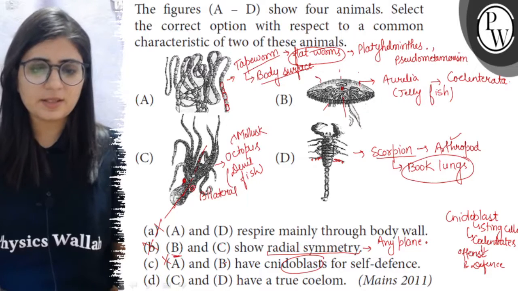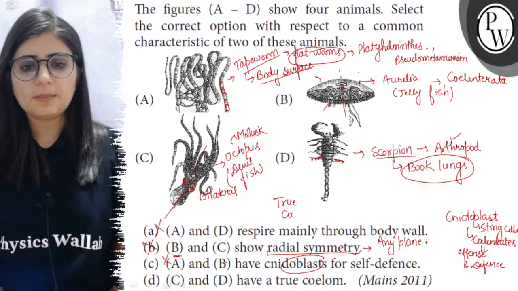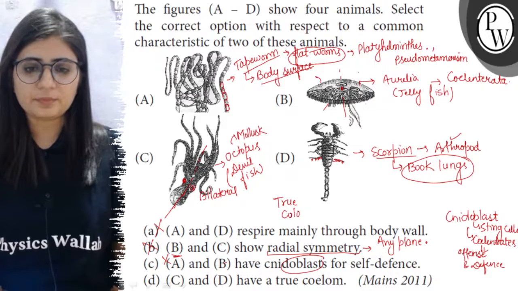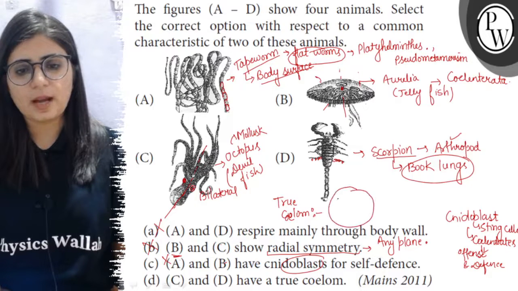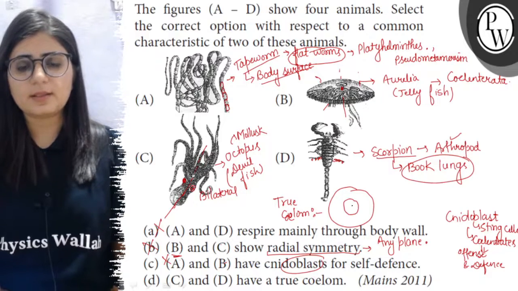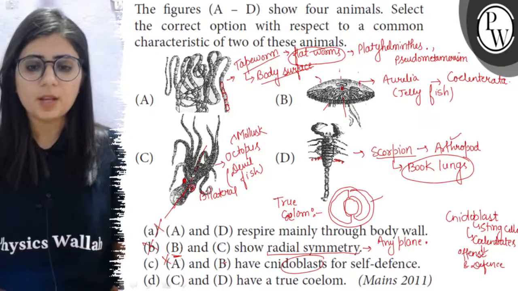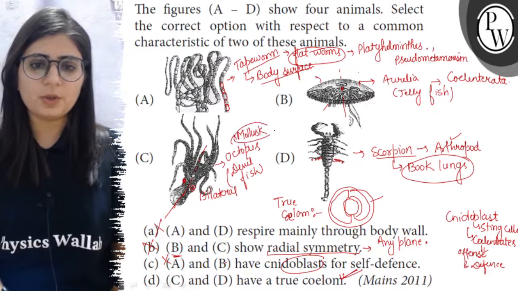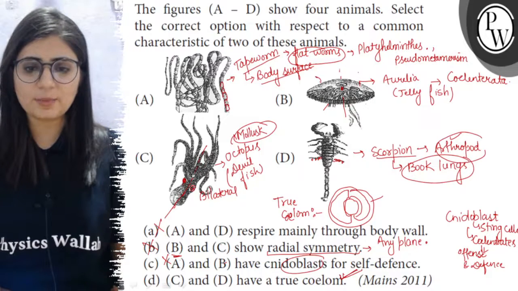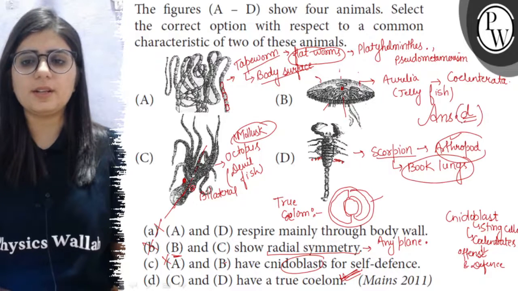Now the last statement is C and D have a true coelom. So true coelom, it means the body cavity is lined with mesoderm. So ectoderm or the body wall, this is gut wall, and here the whole space between body wall and gut wall is surrounded by the mesoderm. So such a body cavity lined with mesoderm is called a coelom, and it is a feature of both mollusk and arthropods. So this is the right match only. So the right option of this question is answer D. So it is our right answer.